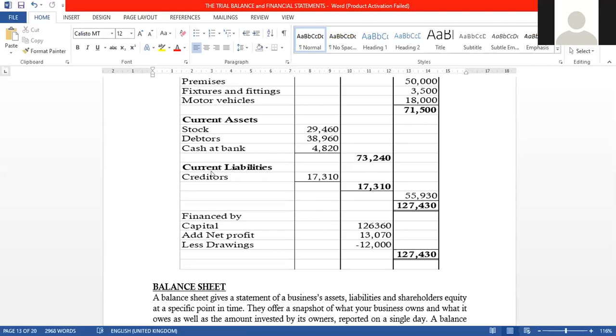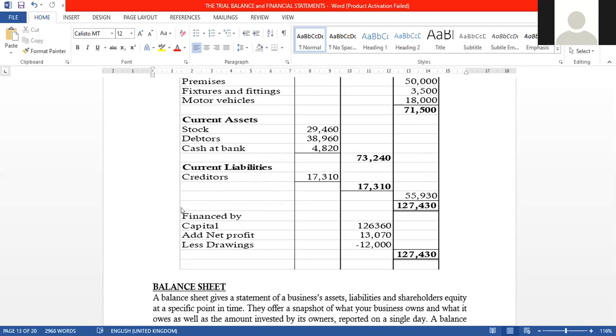We less current liabilities. For the liabilities, what we have is the creditors at 17,310, right? Therefore, if we less that, we get a net of 55,930. If we add these two, we get 127,430. How do we know it is balancing? We must be able to work on the second part of the balance sheet.